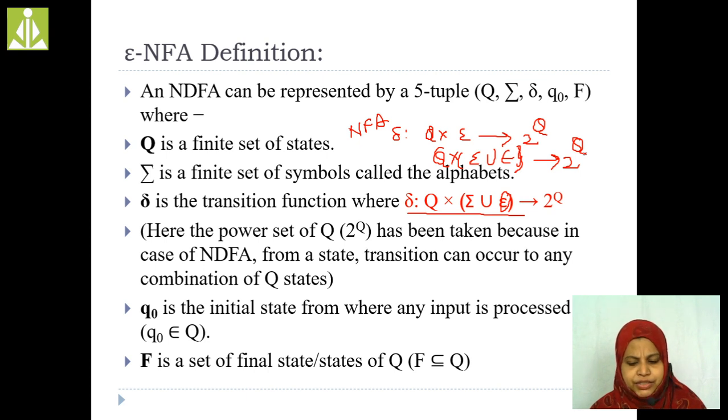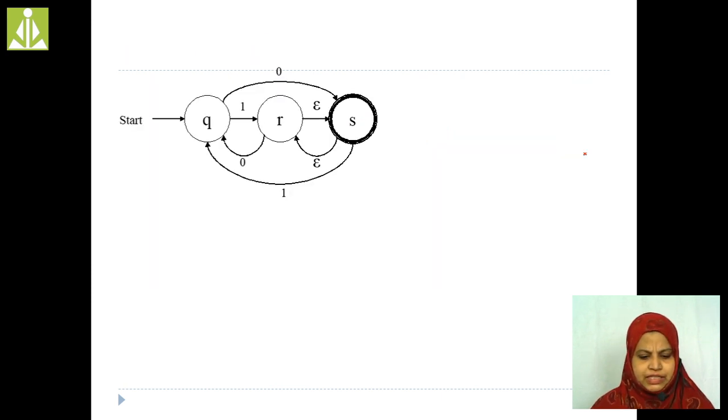Q naught is the initial state from where any input is processed, right? F is the set of final states. This is the definition of NFA with epsilon moves.